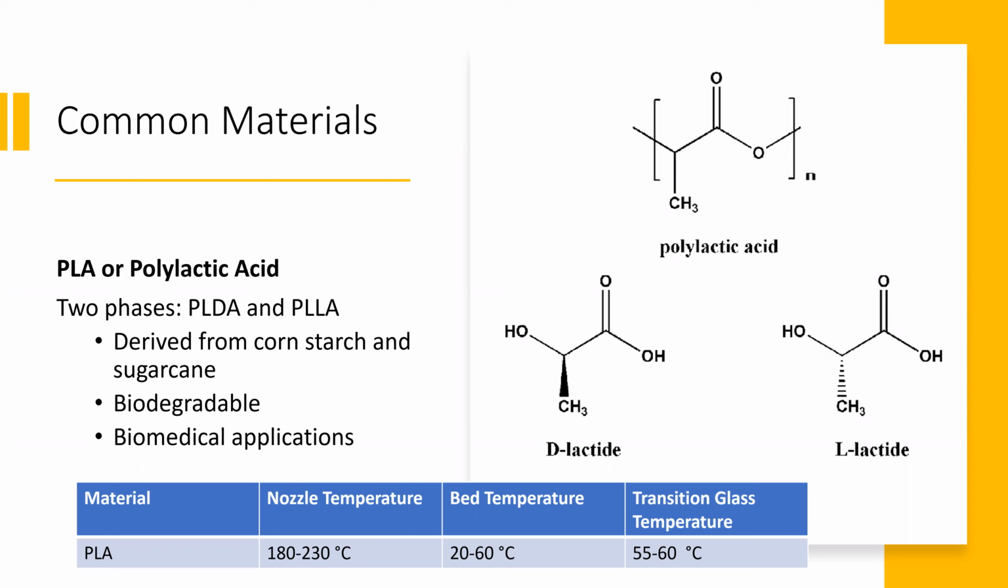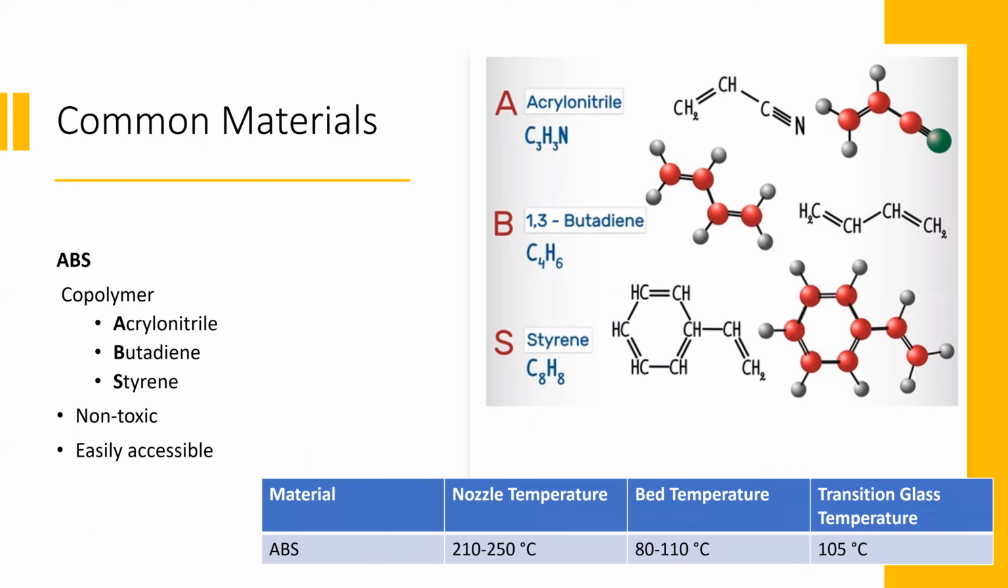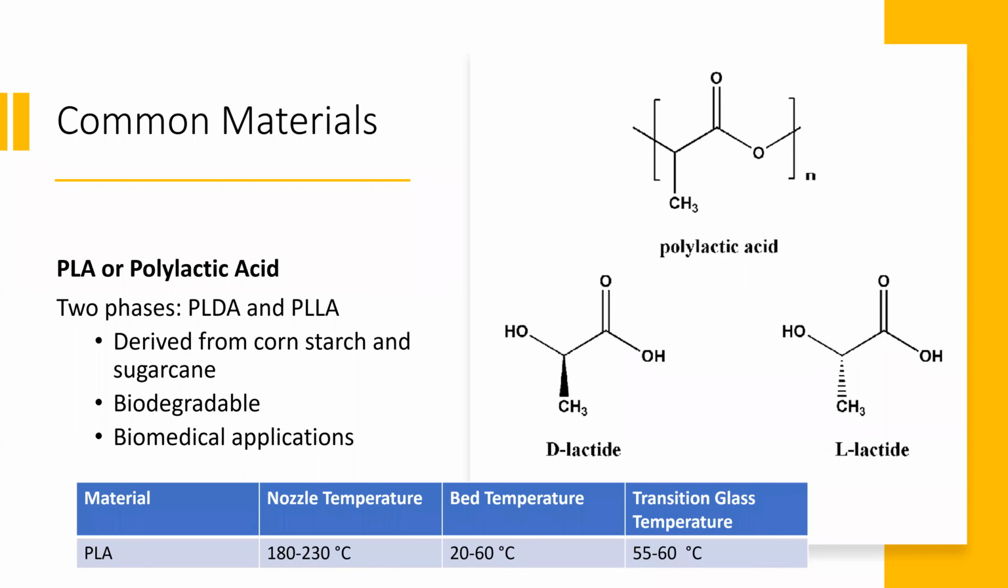It's becoming more popular over ABS as well because it requires a lower nozzle temperature and bed temperature, meaning that it requires less energy to be printed. We can see the example of 180 to 230 degrees Celsius for the nozzle temperature, compared to ABS's 210 to 250 degrees Celsius.